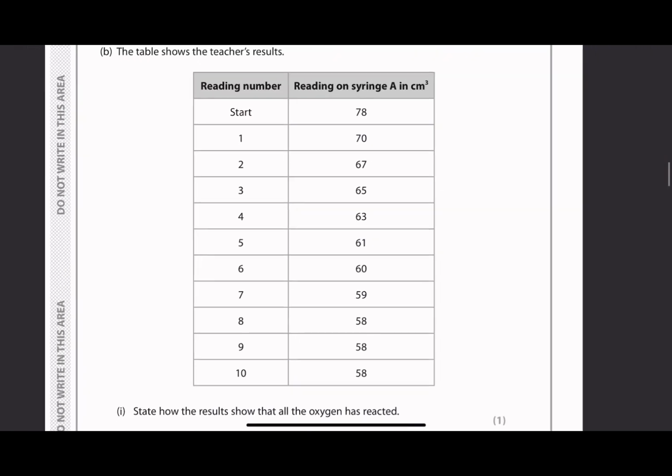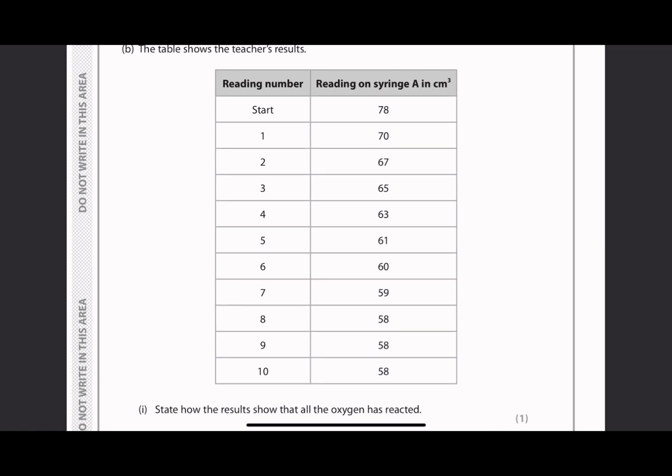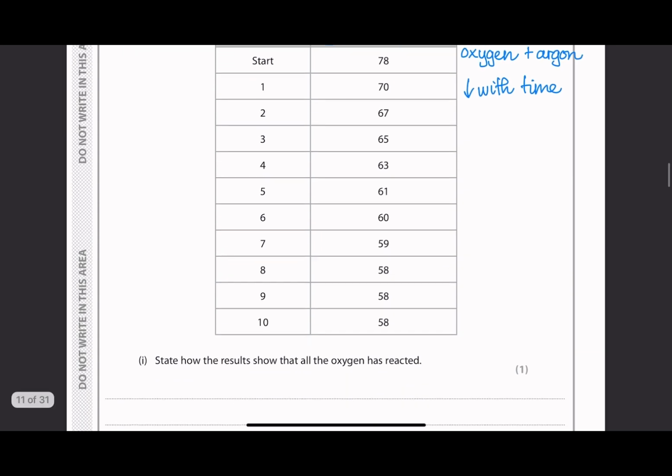They give you a table where we have the reading number, and then the reading on syringe A in cm³ in the right column. So the reading on syringe A indicates the volume of oxygen and argon left in the experiment, and we can see a trend that it is decreasing with time.